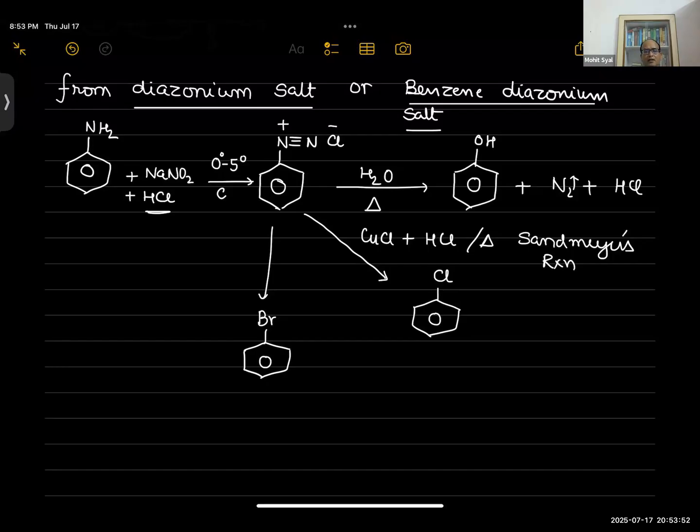This is Sandmeyer's. Got it? Or you can take copper plus HCl. That was Gattermann. If you take only copper, that is Gattermann, and if you take CuCl, that is Sandmeyer. Same with the case of Br also.